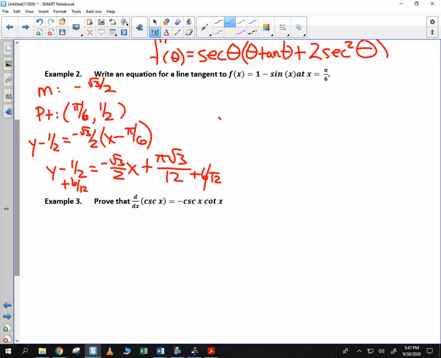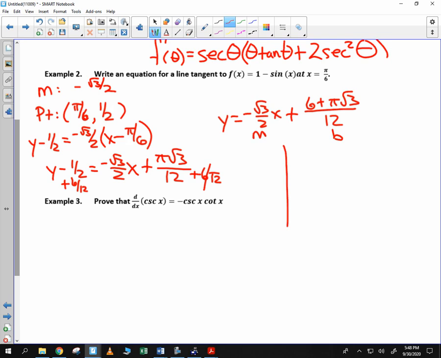And I get y is equal to negative root 3 over 2 x plus, if you add 6, you'd have 6 plus pi root 3 over 12. So that's my slope, and that's my y-intercept. Now, you see that's a negative slope.